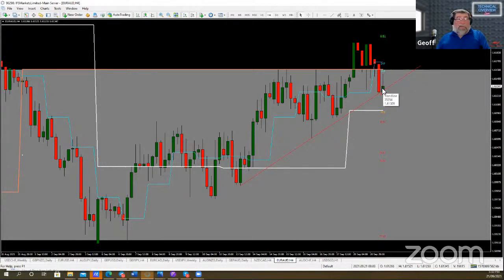So if that candle is green, when the 4-hour candle closes, I'm going to enter there. I'm going to put my stop loss above here. Why? Because a retest of the daily pivot is entirely possible, which would then give you a lower high as well. So Euro Aussie is on top of my list.